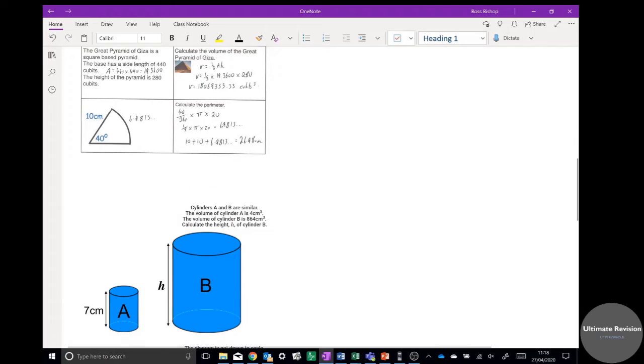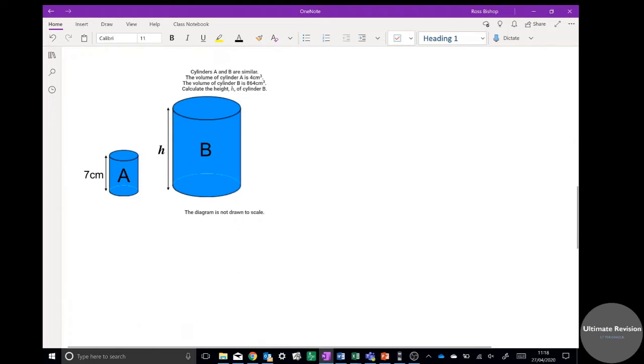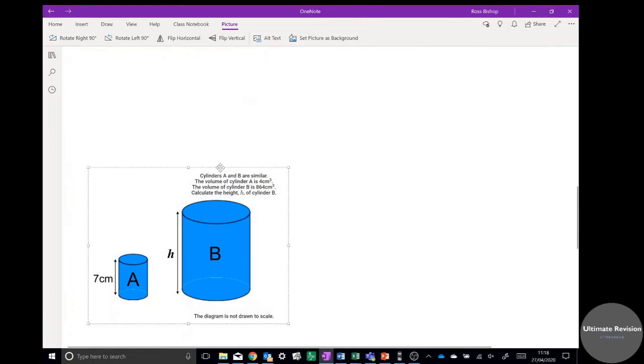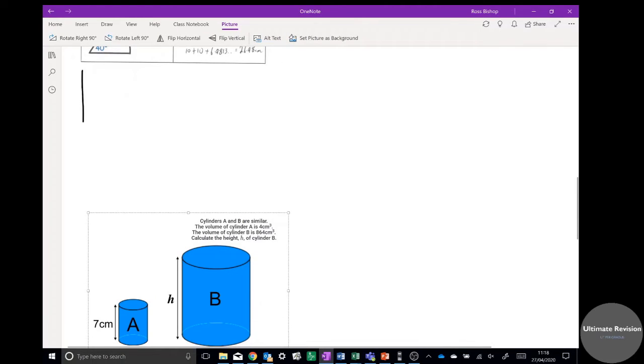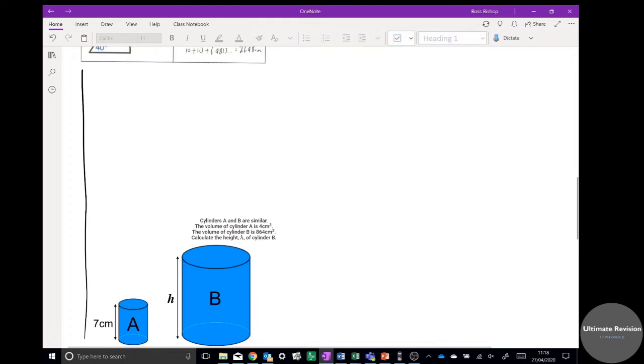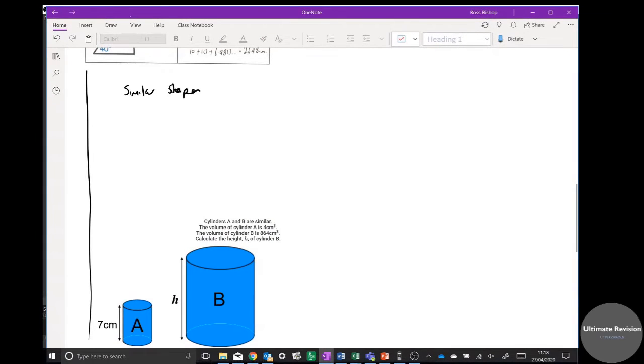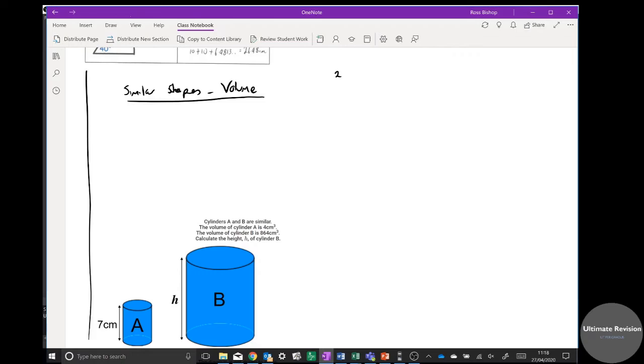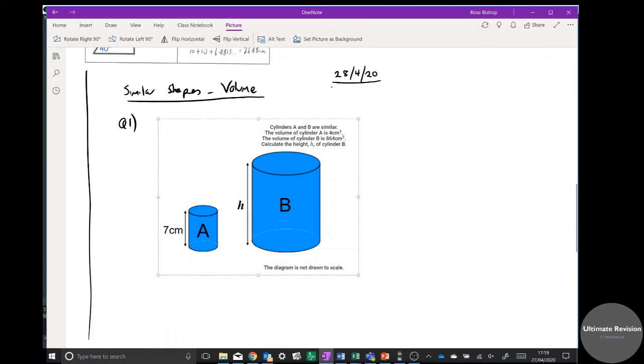Right, okay, so today, going back to the front of your books or on a nice bit of paper, we're continuing with volume. We're going to look at similar shapes, specifically volume. Today is the 28th. And I'm going to go straight in with an example. So example number 1 is this one here.